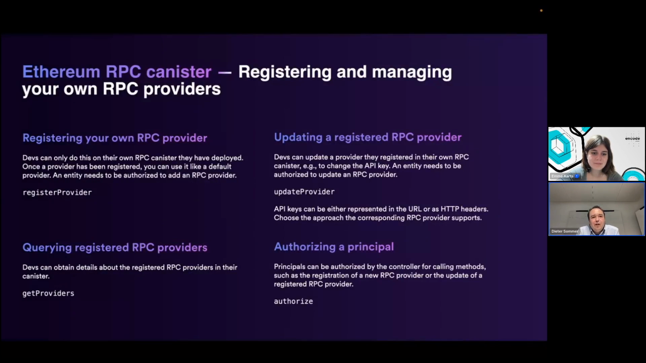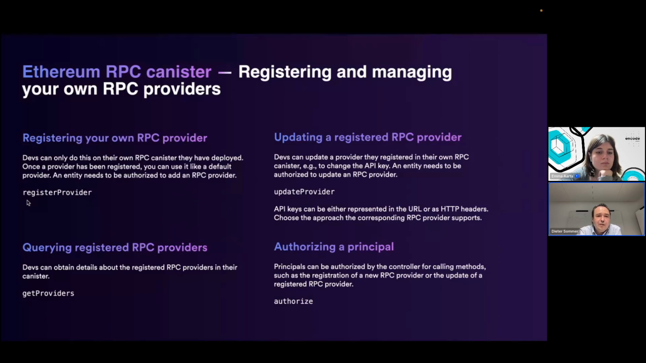So now the Ethereum RPC Canister, as I mentioned already, allows you to register and manage your own RPC providers if you deploy it yourself. For the NNS managed one, only the NNS can add and manage the RPC providers. Now, if you deploy your own one, what you can do is you can register an RPC provider. So use the function register provider. You need to be authorized to do that. I'll explain shortly how this works.